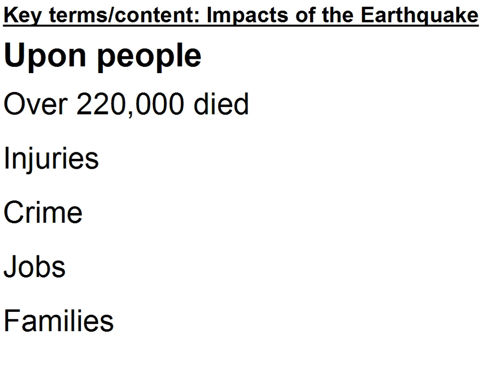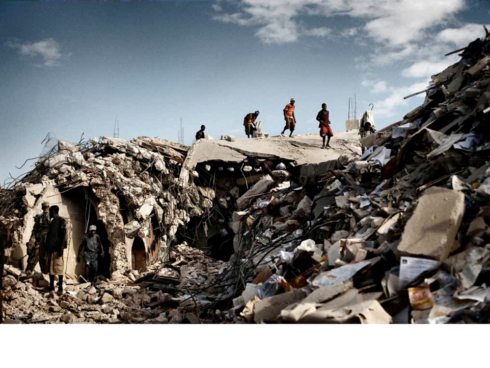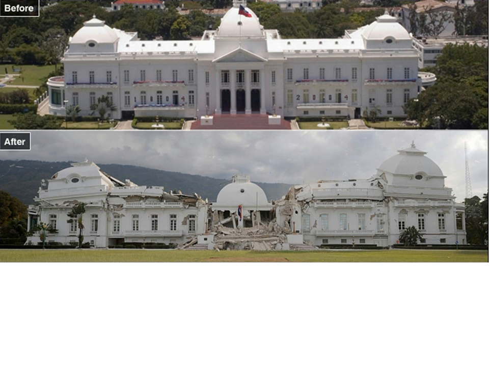Many of the images that we see from the Haiti earthquake are quite familiar, so there's an impact upon buildings. The buildings that we see in the image here may be built out of quite rigid materials, so they'll break and crumble easily. One of the classic images of the Haiti earthquake is the presidential palace in Port-au-Prince, so we can see the before and the after image here.